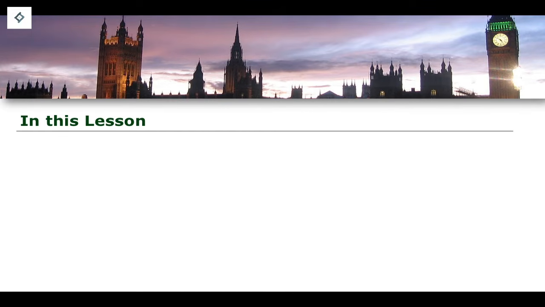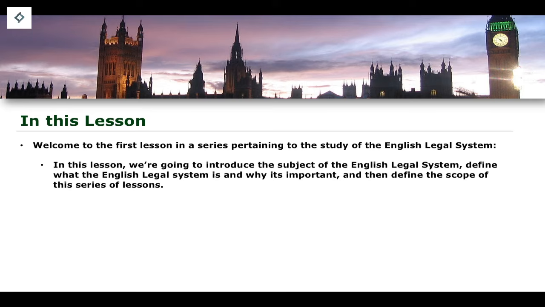What we're going to do in this lesson is essentially define some of our terms. So we're going to introduce the subject of the English legal system, for example, define what the English legal system is, and why it's important that we are very precise with our terms, and that we're not referring to other phrases to define things like the United Kingdom, for example. And then we're going to define the scope of this series of lessons.